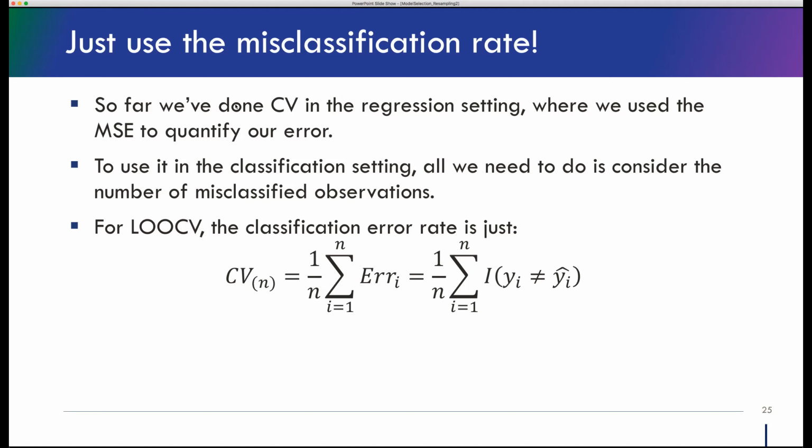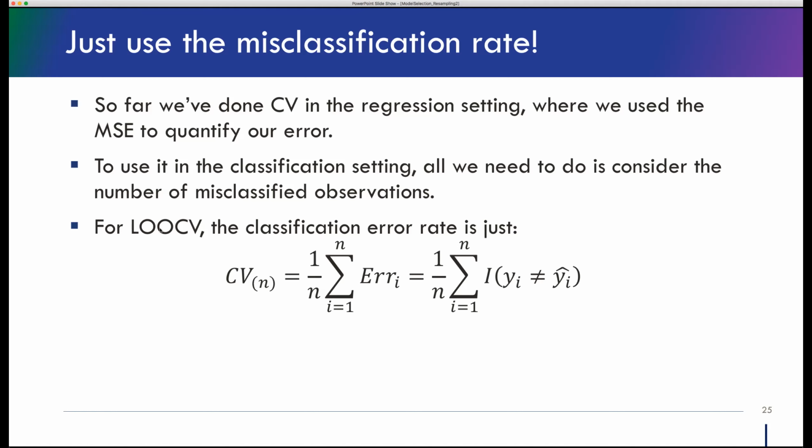For cross-validation, we did it in the regression setting where we used the mean squared error to quantify the testing error to compare models, right? Well, to use it in the classification setting, all we need is to consider the number of misclassified observations. That's our error, in the classification setting.